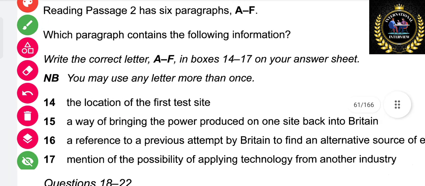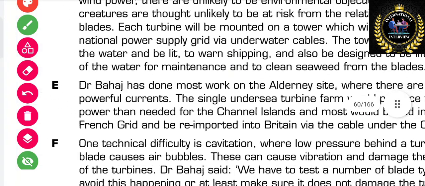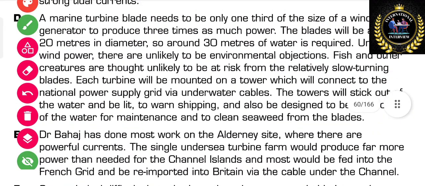Let's read for this particular question where we will get the answer. Let's go to the E paragraph where we can get this answer. Here it is the E paragraph, and we will read this small paragraph. So let's read the complete paragraph and get the answer. Definitely the answer will be here only. Dr. Bahaj has done most work on the Alderney site, where there are powerful currents.